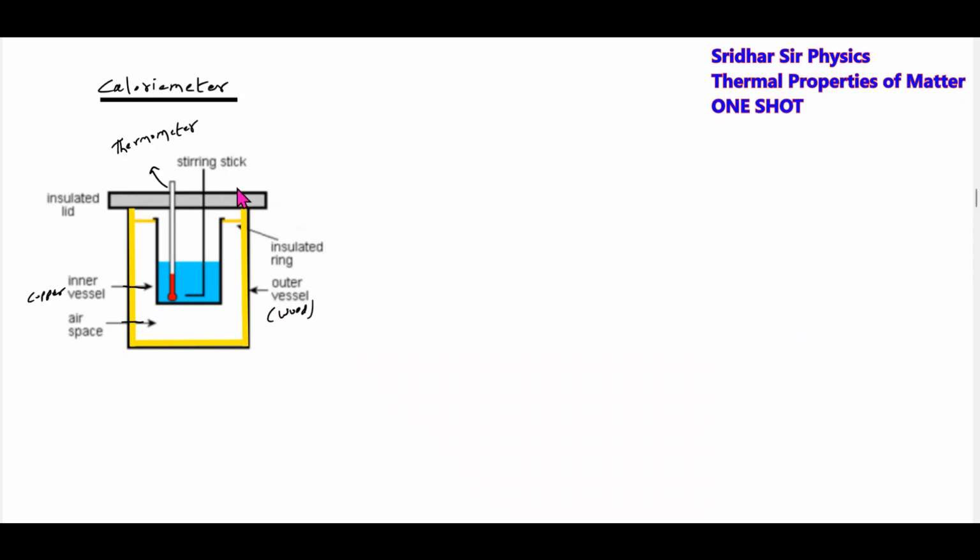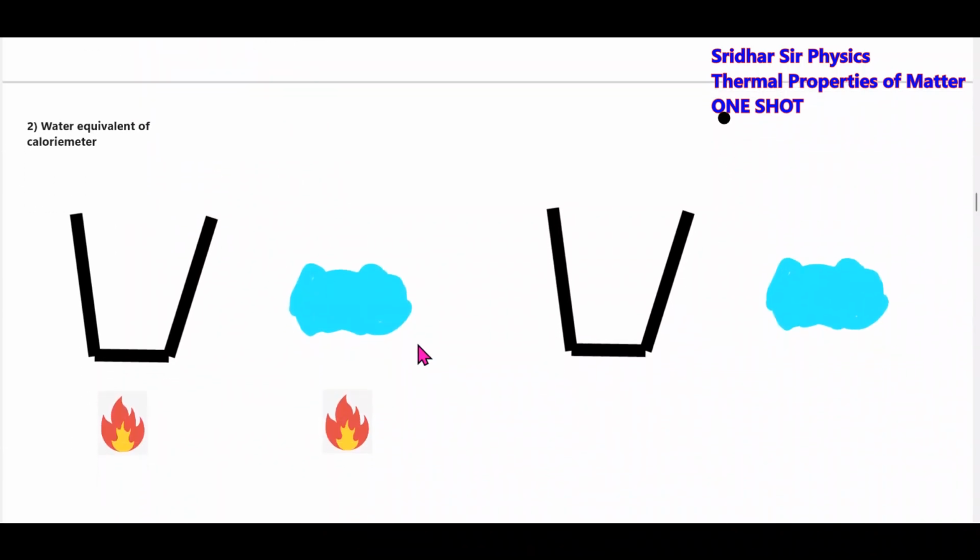Whenever I discuss the calorimeter, these are the contents of the calorimeter, or say the mixture in the calorimeter. Some different substances will be added, and I want to know the temperature of the mixture. This is a mixture: liquid, solid, ice added to water. Then we'll discuss the next topic, the water equivalent of the calorimeter.